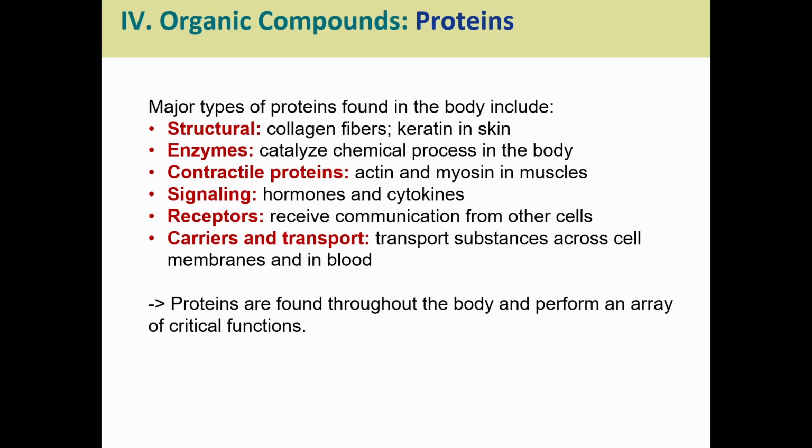We have contractile proteins like actin and myosin that are the major fibers, the major proteins we see in our muscles. We see them as signals, so there are protein-based hormones and cytokines that will signal and talk to other cells. A lot of receptors are protein-based, especially when they're embedded inside of a membrane. And then some of them that are also found in that membrane can be carriers or transport, so we can create a channel through a membrane to allow certain things in or out. We can transport things around, like hemoglobin can transport things around within the bloodstream.